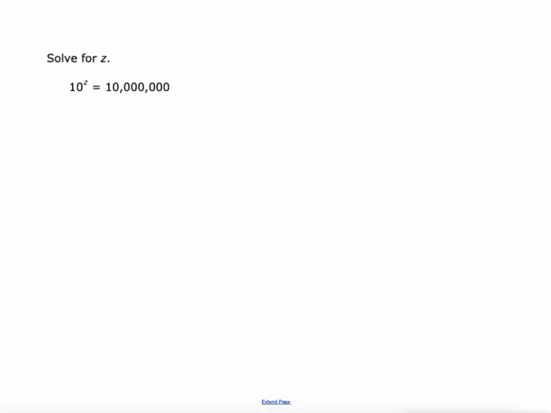Last one. 10 to the power of z equals 10 million. So 10 million has 7 zeros, so that's why z must equal 7.